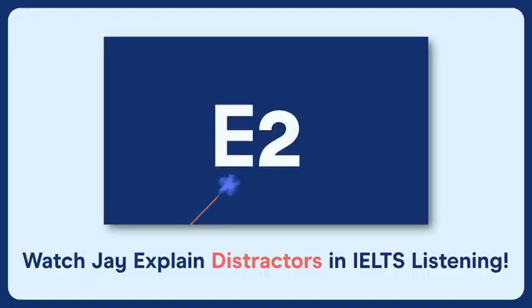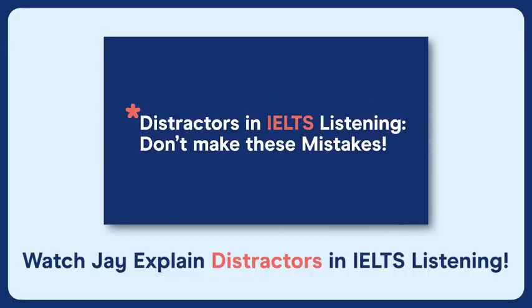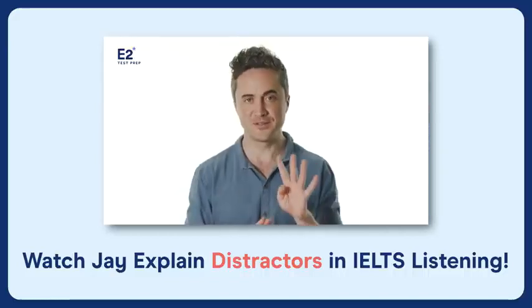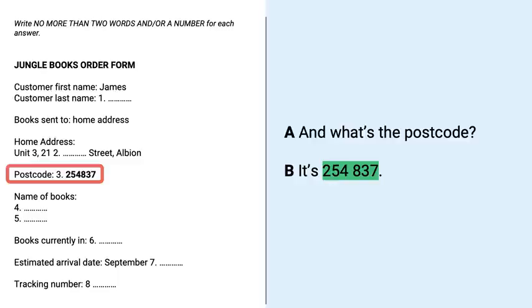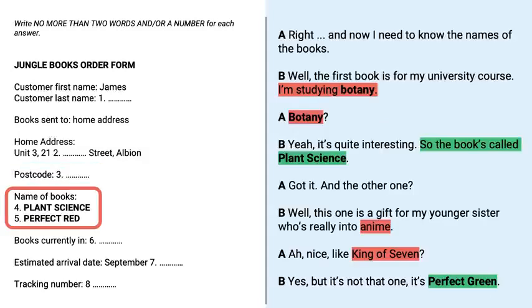If you want to learn more about distractors, there's a video link in the description below that will help you out. Okay, number three was a postcode: 254837. Hopefully you got that right. Number four, look at all of these distractors.